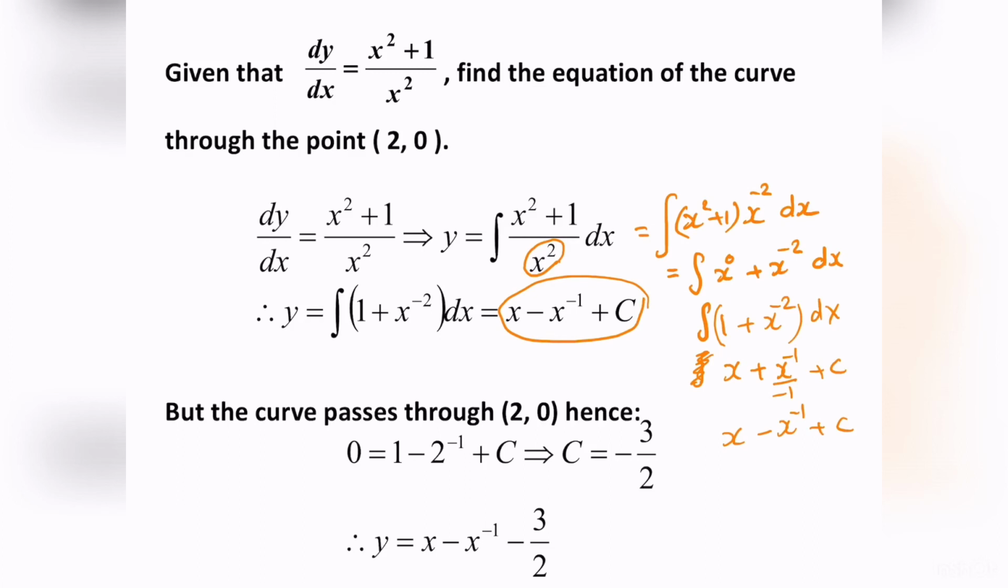Now, because the curve passes through the point 2, 0, we substitute the values of x and y. For x we substitute the value of 2, and y is 0, and that will give us the value of c, which is minus 3 over 2. Then we can write the equation, so y equals x minus x to the power minus 1 minus 3 over 2, which is the constant, the c.